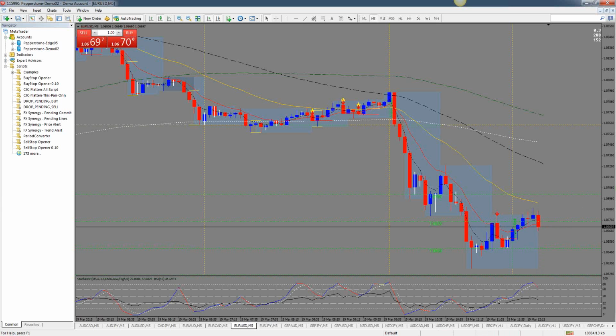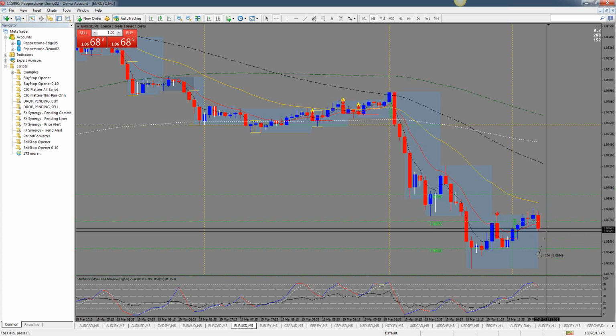Okay, we're going to get a signal here on the euro dollar for a short. It looks like a really good setup. Everything is in order. The moving averages are all in order. It's below a big number. There's room to go to the next, room to the bottom of the box, and room to the top of the box for a stop loss.